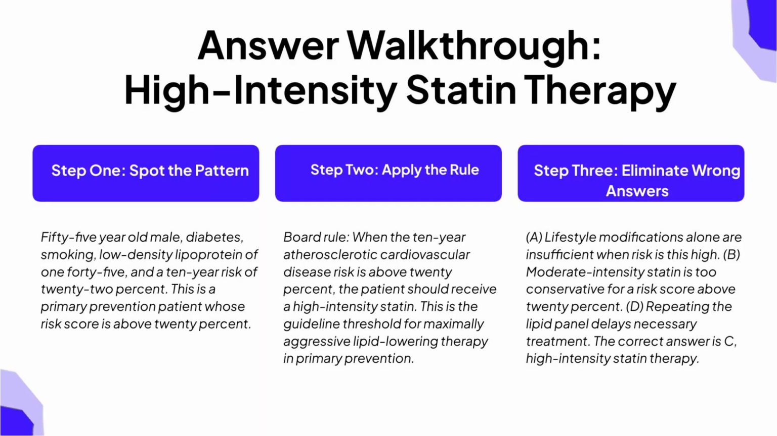Let us break this down step by step. Step 1. Spot the pattern. This is a 55-year-old male with diabetes and smoking, a low-density lipoprotein of 145, and a 10-year risk score of 22%. These risk factors place him firmly in the high-risk primary prevention category.